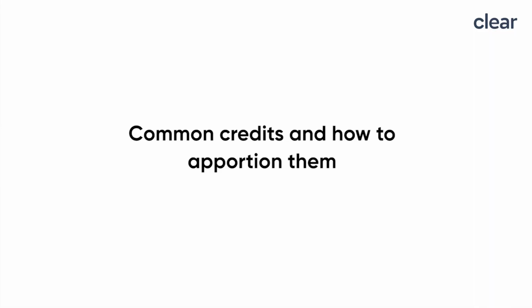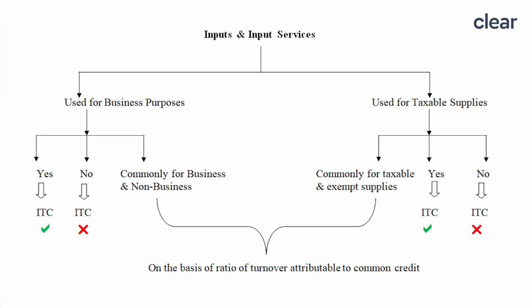Now let's learn all about common credits and how you can apportion them. Let's start with types of ITC. When you pay GST for business purposes, it is considered as eligible ITC. However, when you pay GST for non-business purposes or for personal use, it cannot be claimed as ITC.